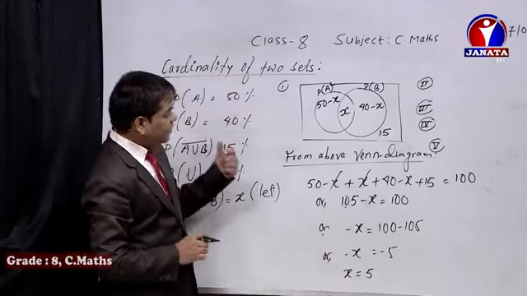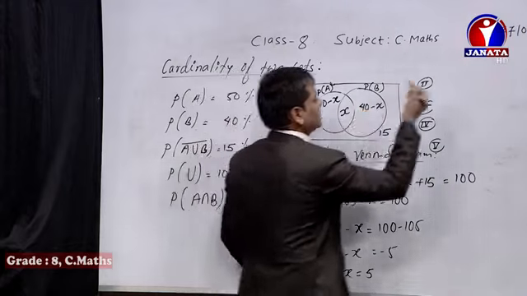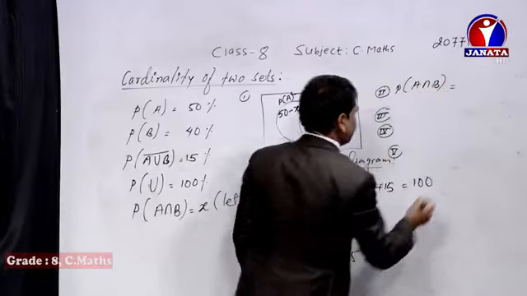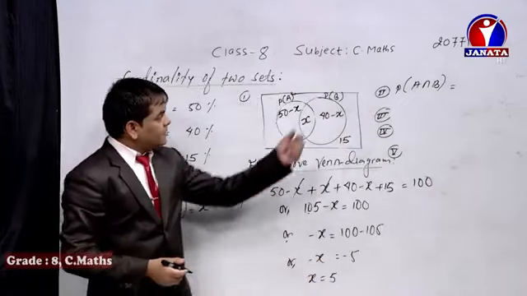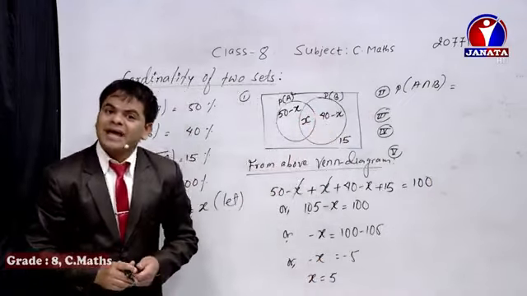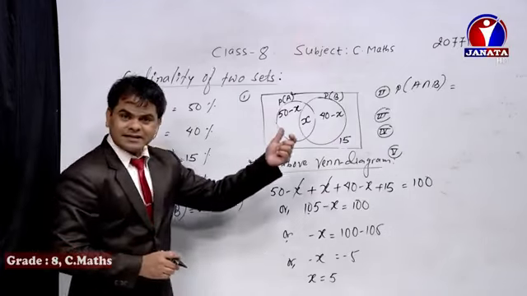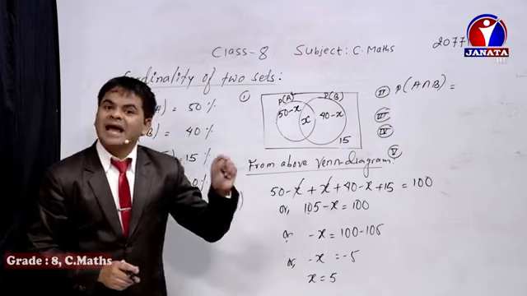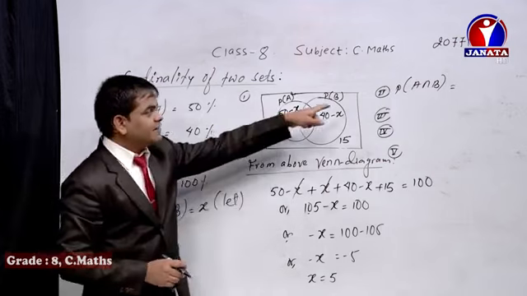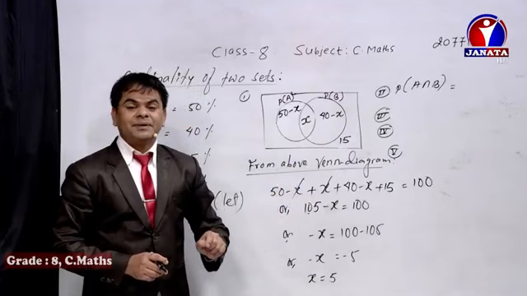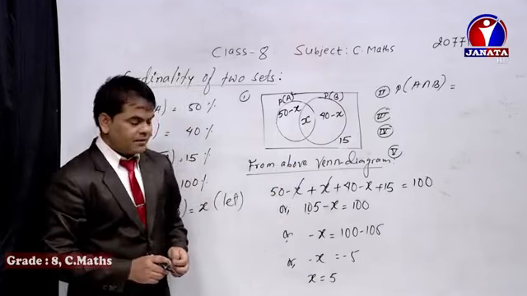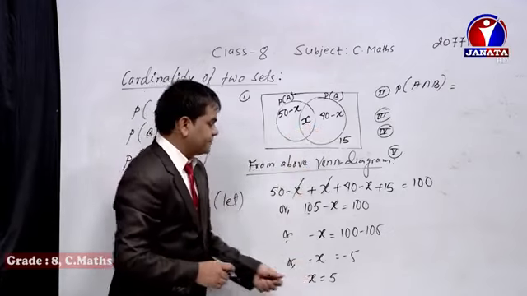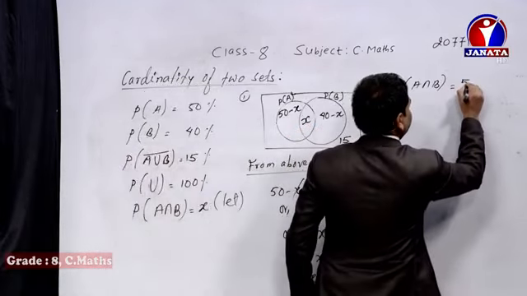Now the second question: how many people like both? It means you might be asked to find this one. Looking at the Venn diagram, you can write the percentage of people who like apple as well as banana. The question will be like: how many people like both apple as well as banana? It means P(A intersection B). What is the value of x? 5. So you can write the answer here as 5.